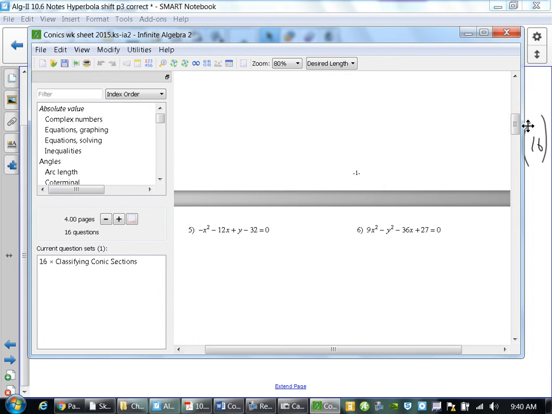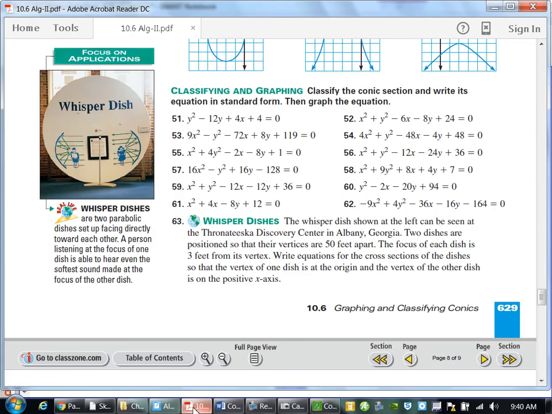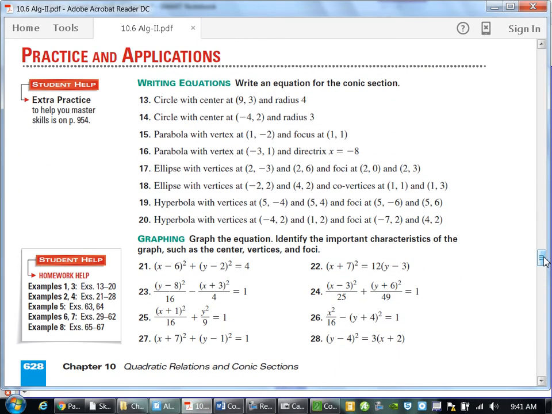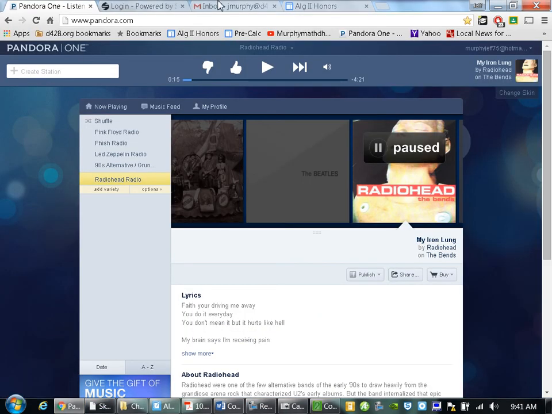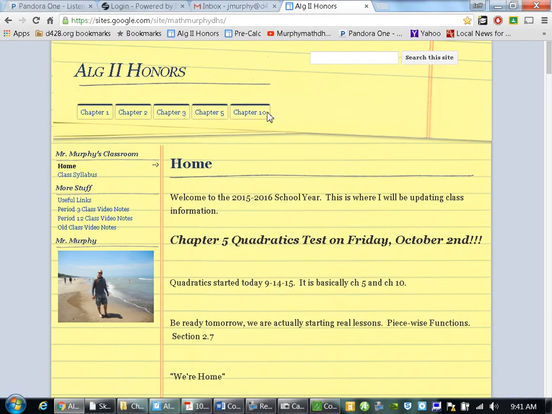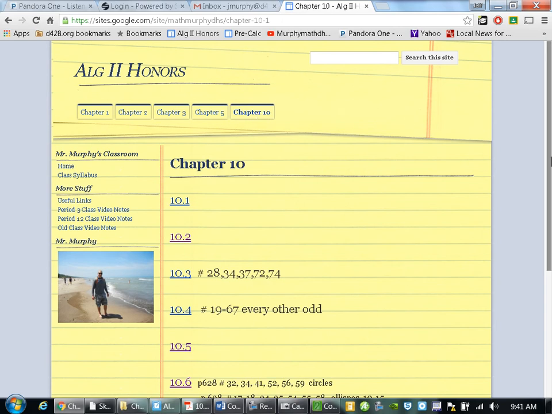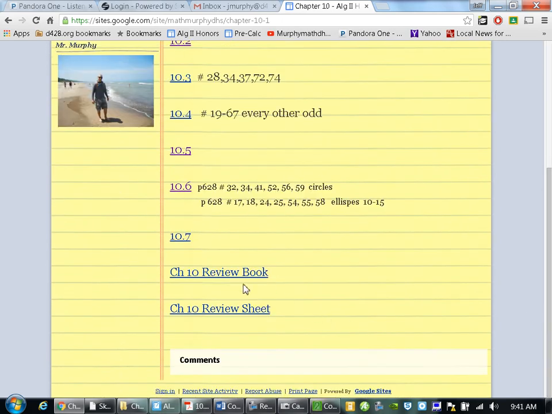In 10.6, the very beginning is when it would ask you to write the equation given specific parameters. Make sure you can still do that. Obviously, there wasn't anything on that review thing for it. One of the places you can find more of those is in the very back of the book. On the website, if we go to chapter 10, at the very bottom there's the chapter review and the review sheet.